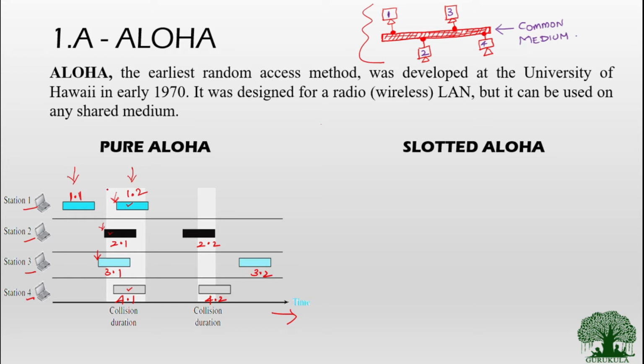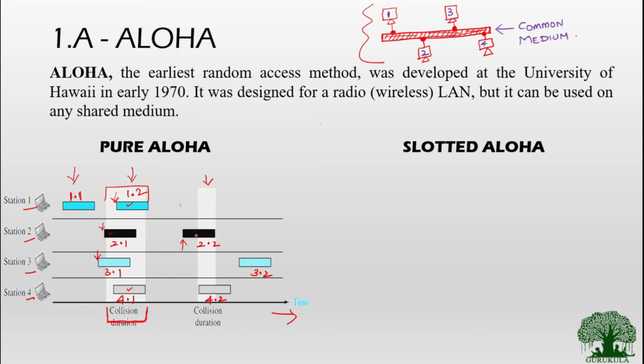This shaded area is what we call the collision duration. Any frames generated during this particular period will collide with each other. This is the drawback of the pure ALOHA technique. Whereas in this particular scenario, station 2 has started its transmission over here, and when station 2 is transmitting, no other station is transmitting.